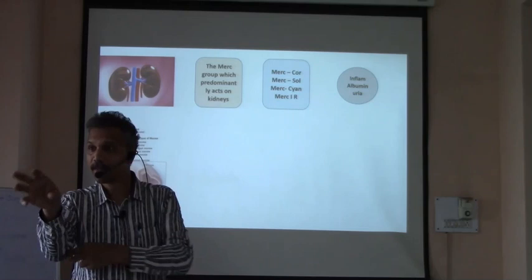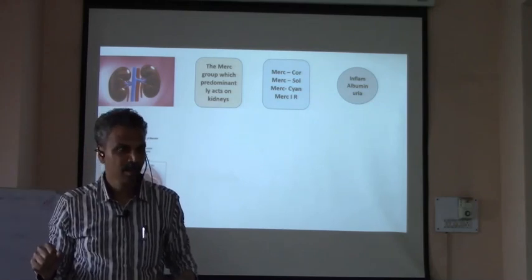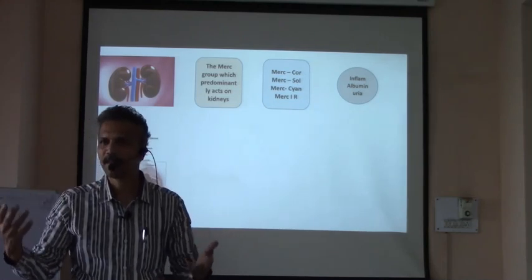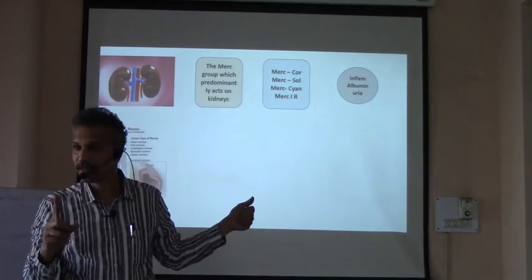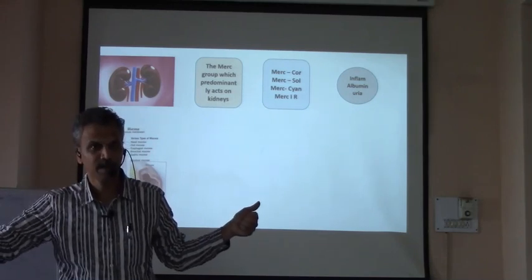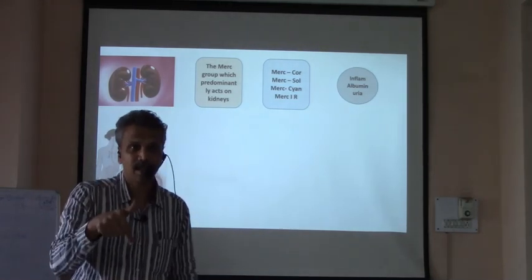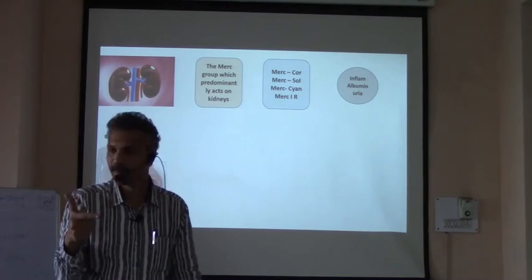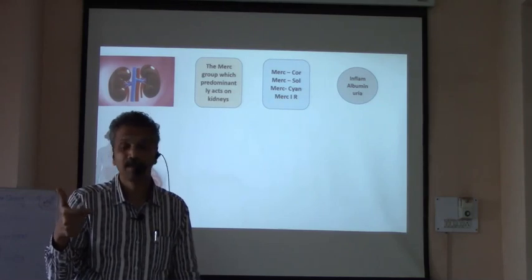Fine? And from whatever remedies you have told, each remedy has an affinity. So when you are looking at mucous membrane, similar questions will come up. Which mucous membrane do you see Merc affecting? It can affect the GI, good. It can affect the respiratory, good. So GI and respiratory are two areas you see Merc affecting.